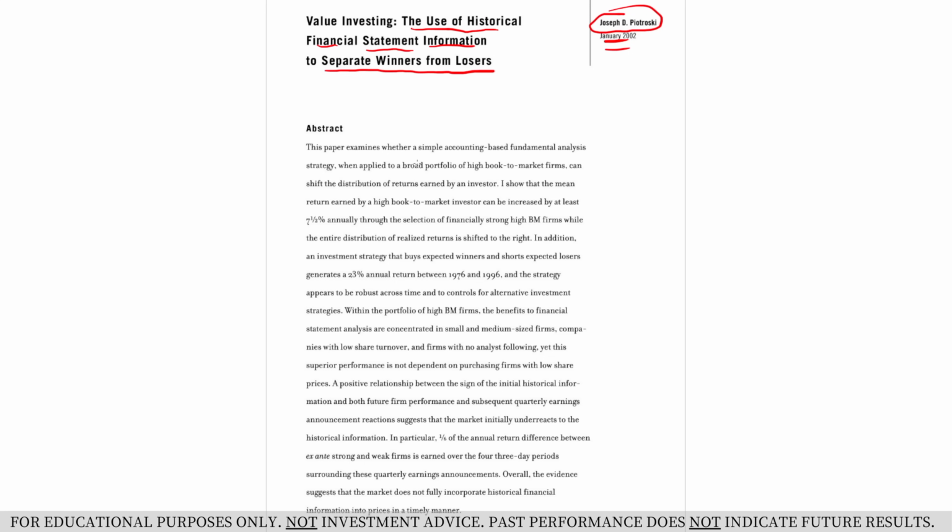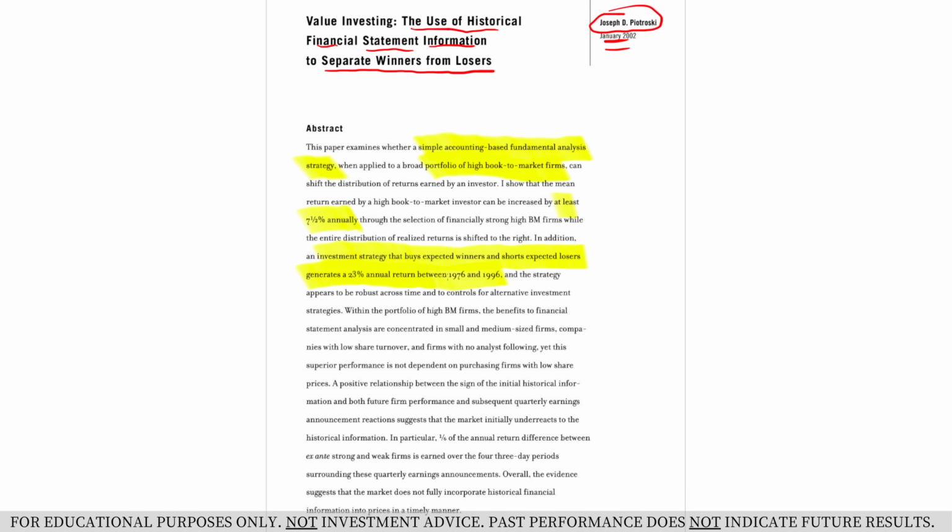So what Piotrowski found was that he could use a simple accounting-based fundamental analysis strategy ranked from 0 to 9, and we'll talk more about that in just a minute, but he applied that to a portfolio of high book-to-market firms. So he looked at data between 1976 and 1999, and he found that he could increase the returns by at least 7.5% annually compared with just standard value investment portfolios.